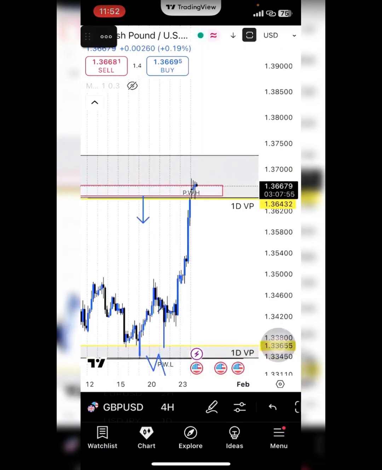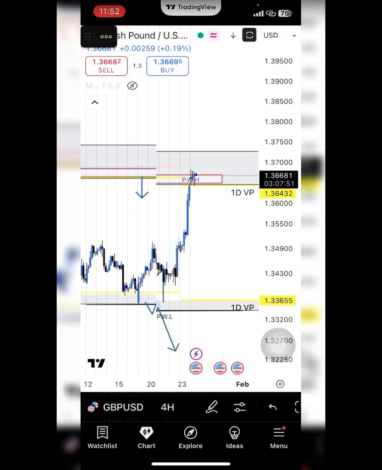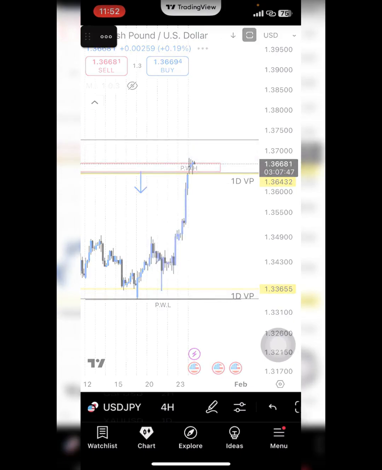Okay, correction, because market does not go in one direction, keeps buying and buying. No, the market corrects. Okay, so this is it. Then we go to the next pair, which is USD JPY.